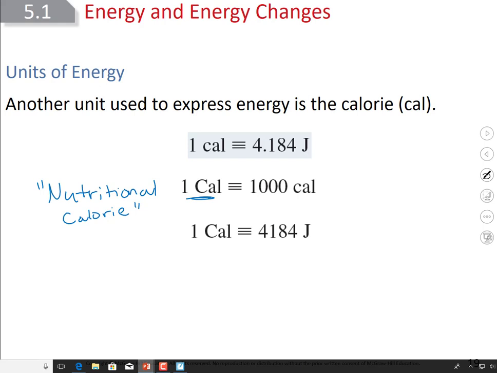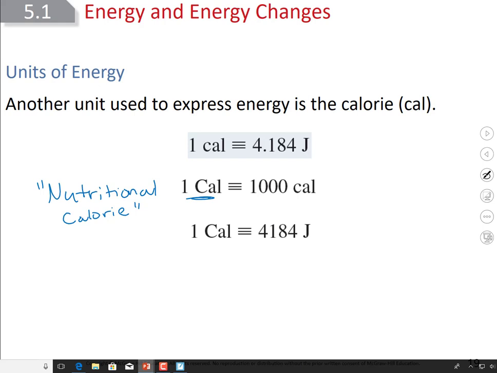But in countries, like in Europe, where they use joules instead, the nutritional facts, instead of having calories, will have joules or usually kilojoules written on the back. It'll have kilojoules on the food instead of calories. So the conversion factor we're going to use between calories and joules is 4.184 joules per calorie. So there's our unit conversion between calories and joules.